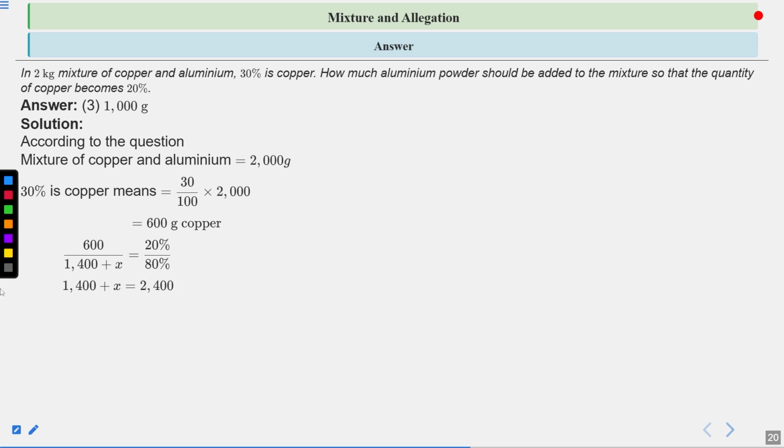When we simplify it, the percentage will cancel out, and 20 divided by 4 gives us 4, so 1 by 4. And when we cross multiply it we get 1400 plus x equals 2400. Now we can subtract. So we get the value of x, which is 2400 minus 1400, that is 1000 gram. So we need to add 1000 gram of aluminium. So the third one is the correct answer of this question. Next one.